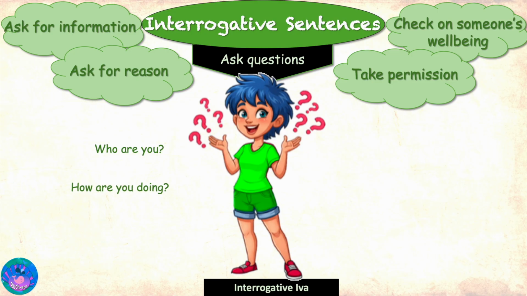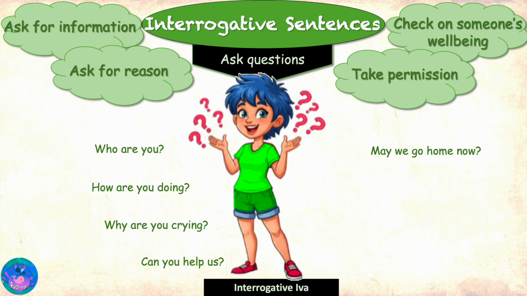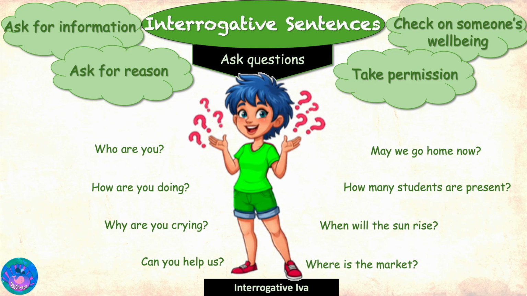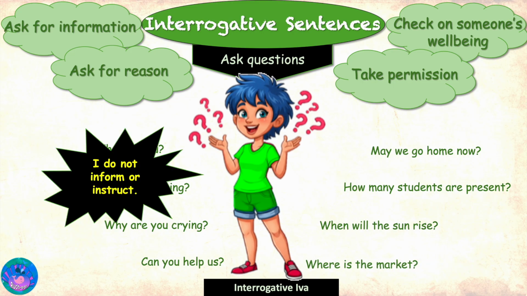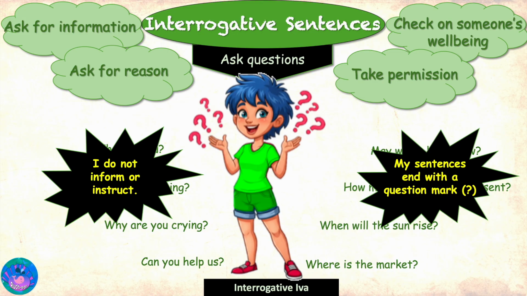Who are you? How are you doing? Why are you crying? Can you help us? Maybe go home now. How many students are present? When will the sun rise? Where is the market? As you can see, I do not inform or instruct. And did you notice that my sentences end with a question mark?